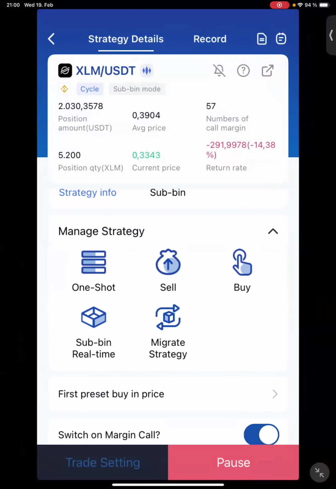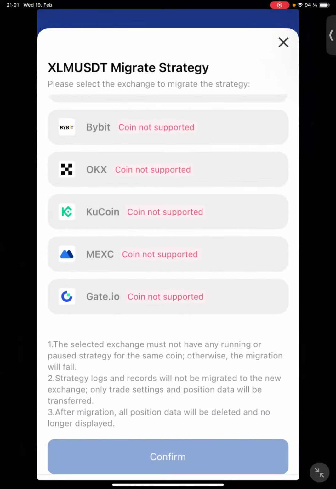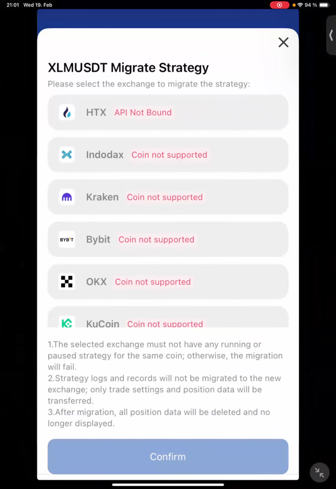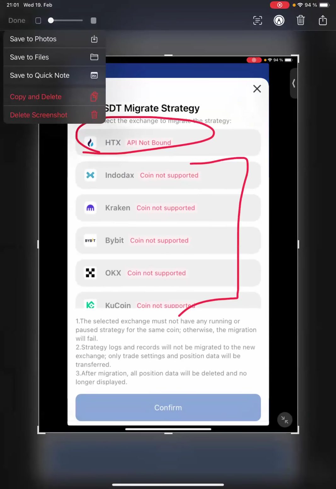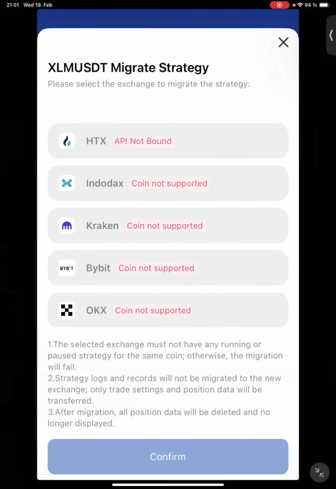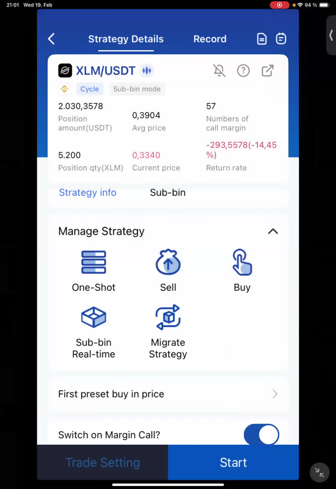Now, the migrate strategy, we use it if you want to migrate a coin. You have to first pause before you can. I'm not migrating, I'm just showing you. This XLM coin, I can only send it to HTX. I cannot send it to the rest of the exchanges. If Binance is removing XLM, which exchange can I send it to? HTX. So that is it with the migrate strategy.